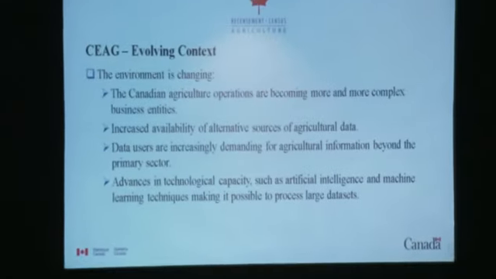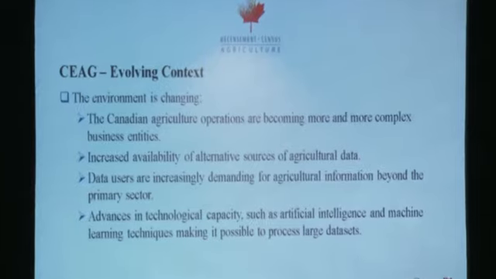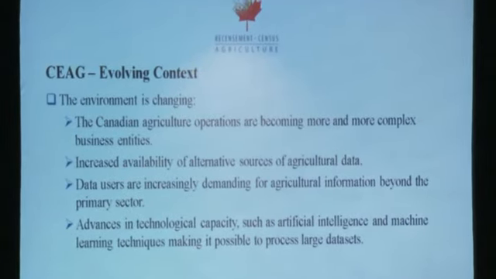Data users are also increasingly demanding more agricultural information beyond the primary agriculture sector. For example, data related to environment, manufacturing, energy, transportation, international trade, and prices to measure efficiencies and to identify broad issues affecting one or more sectors, and the need for this information to be timely. There are also advances in technological capacity, such as AI and machine learning, which is making it possible to process large data sets, which in the past posed a number of challenges.